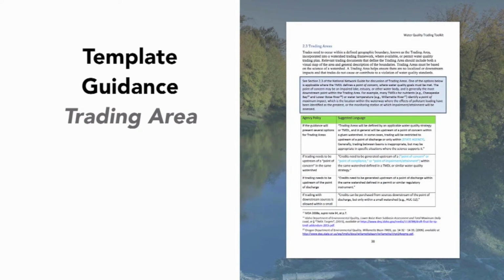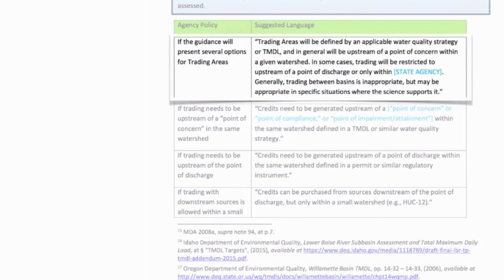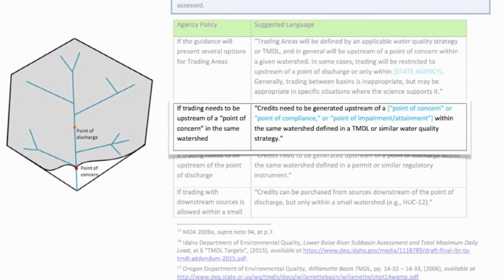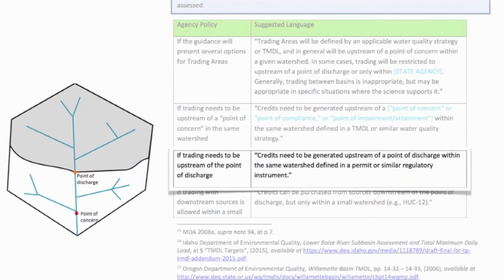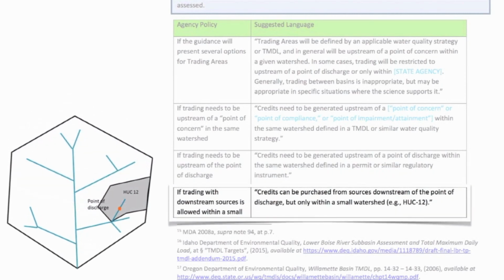The template guidance gets a little more specific, and you'll find that it provides a number of options based on the options identified in the National Network on Water Quality Trading's Options and Considerations report. You can look to the National Network Guide to talk through the pros, cons, and examples of where each option has been used. The first option makes space for a number of different interpretations of trading area on a case-by-case basis. The next one defines trading areas as upstream of a point of concern. The next requires trading areas be upstream of a point of compliance. And the final allows trading areas up or downstream of the point of compliance, provided that it's within a small watershed, like a HUC 12.